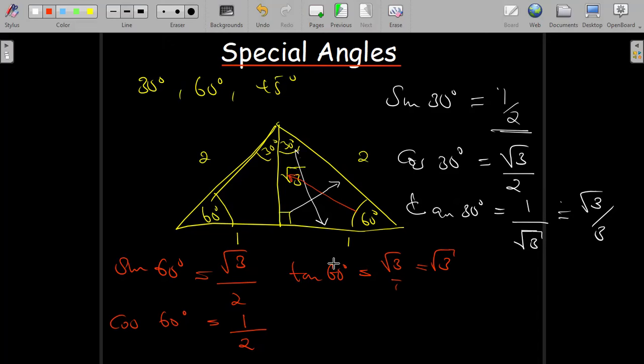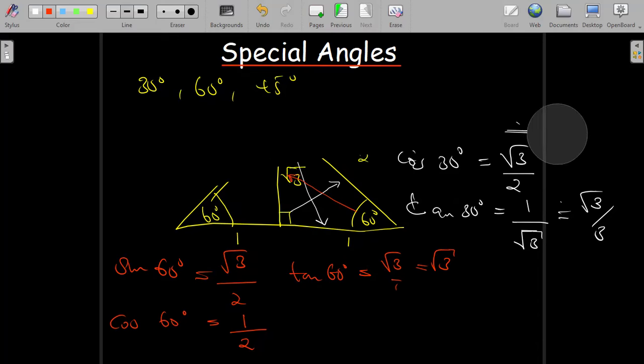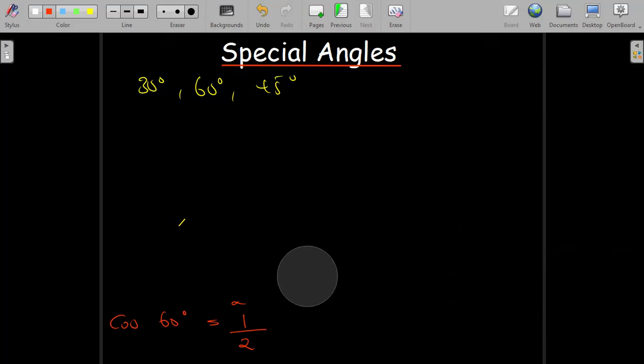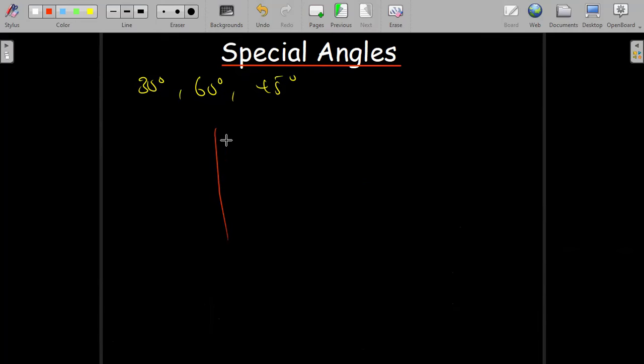special triangle, this special triangle with the angles of 30 and 60. All right, so now let me consider a triangle with 45 degrees. Let's say I have this as 90 degrees, and I have this angle to be 45, and I also have that angle as 45 degrees. This side being 1, that side being 1, then this will give me root 2.